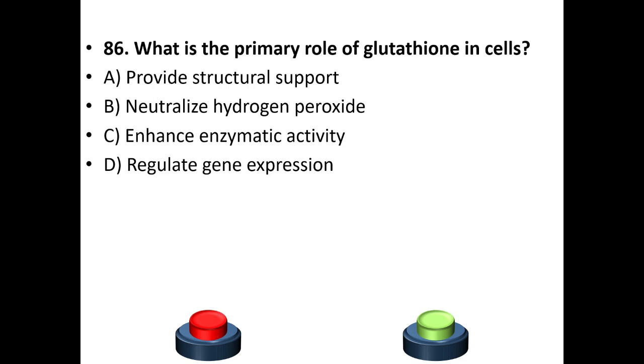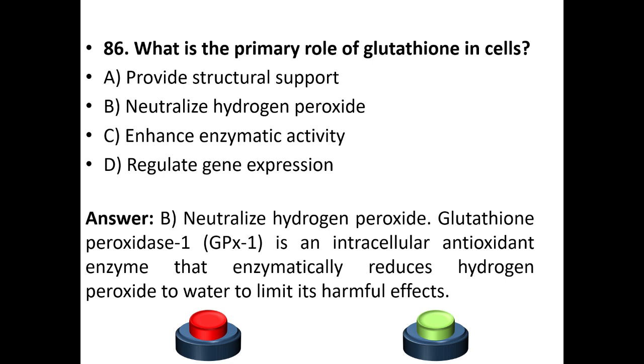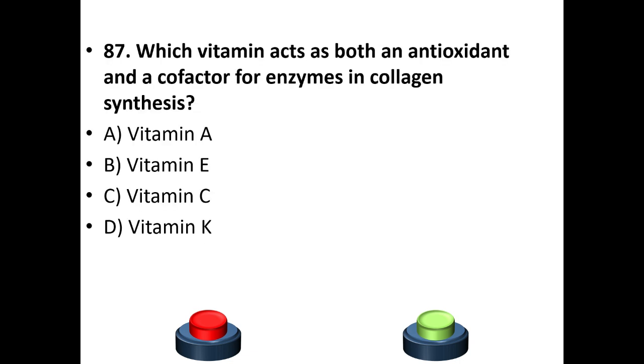86. What is the primary role of glutathione in cells? Provide structural support, neutralize hydrogen peroxide, enhance enzymatic activity, regulate gene expression. Which is the answer? Here answer is B. Neutralize hydrogen peroxide. Glutathione peroxidase GPX1 is an intracellular antioxidant enzyme that enzymatically reduces hydrogen peroxide to water to limit its harmful effects.